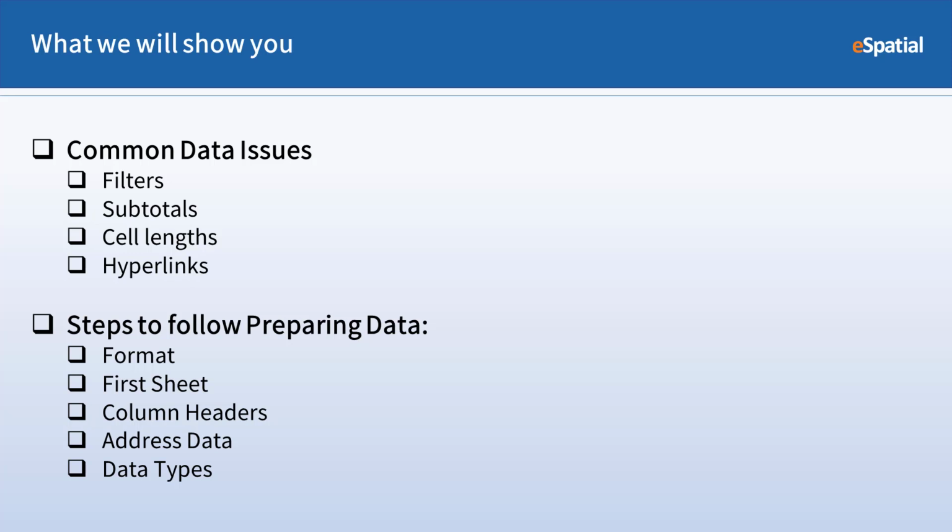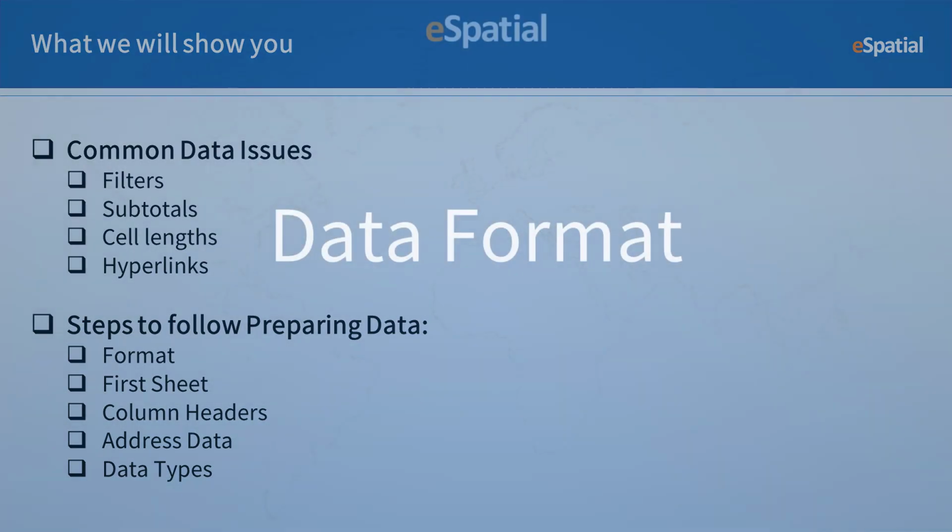There are 5 steps you should follow when preparing your data for upload. Format, first sheet, column headers, location data, and data types.